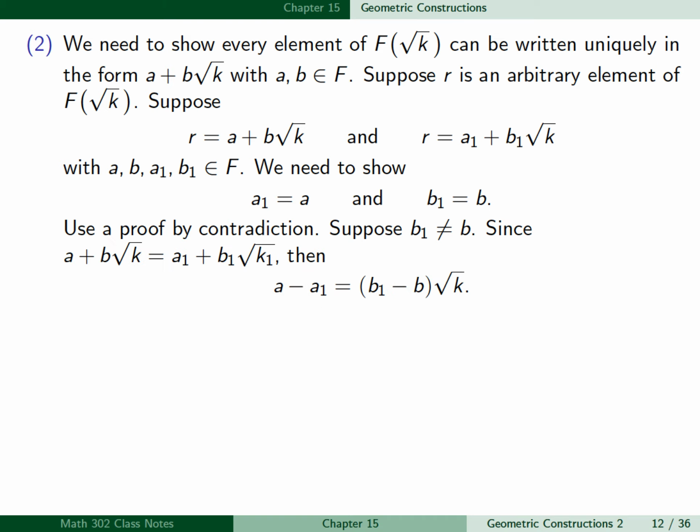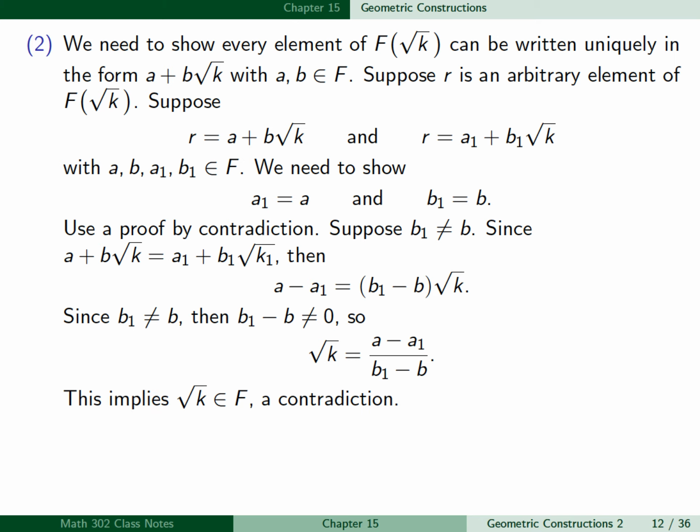Now, since a + b√k equals a1 + b1√k, then a minus a1 will be equal to (b1 minus b) times √k. And since b1 is not equal to b, then b1 minus b is not equal to 0. So we can solve for √k, and we obtain (a minus a1) over (b1 minus b). And this implies that √k belongs to F, which is a contradiction.